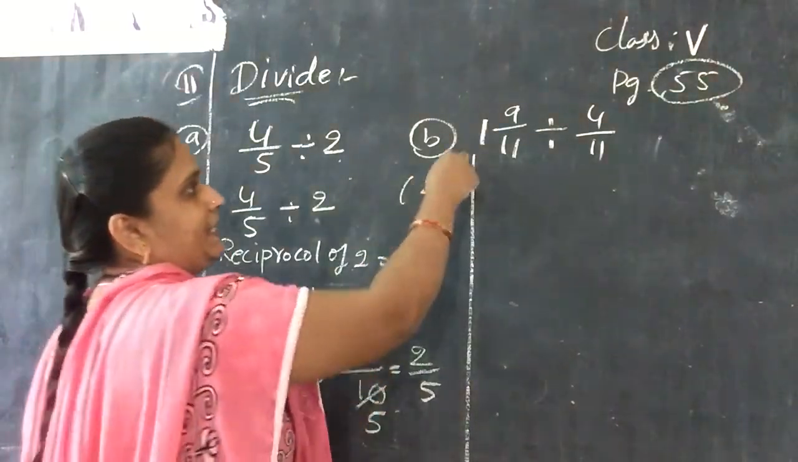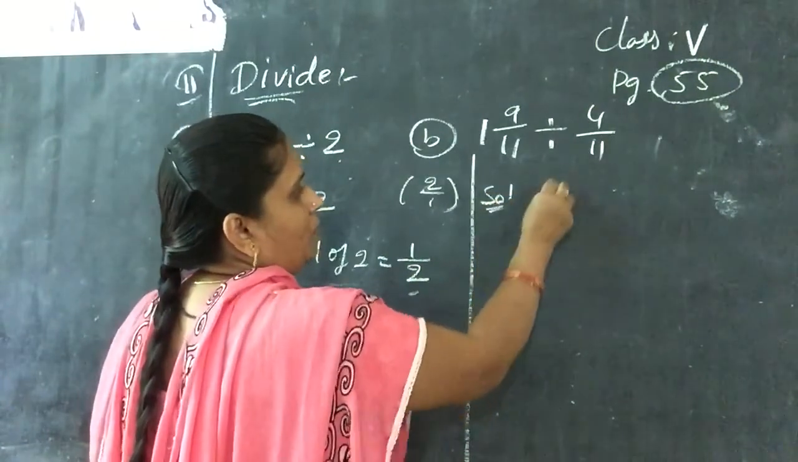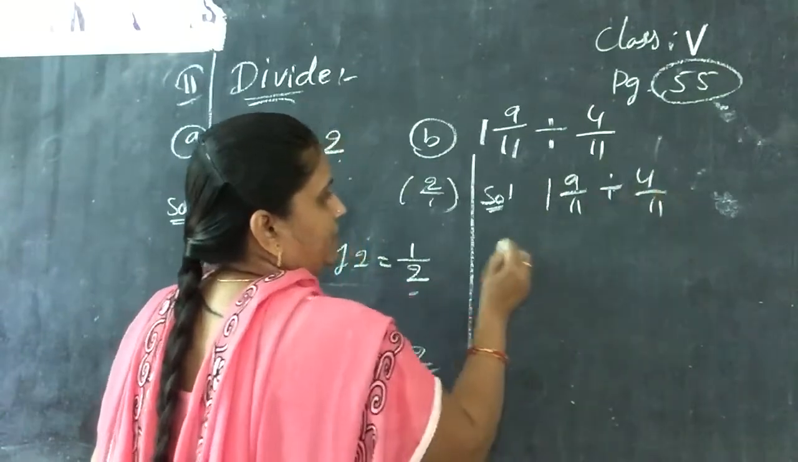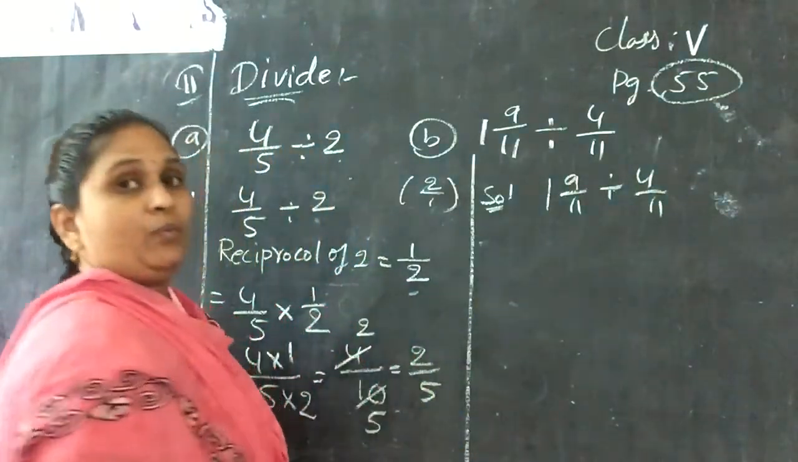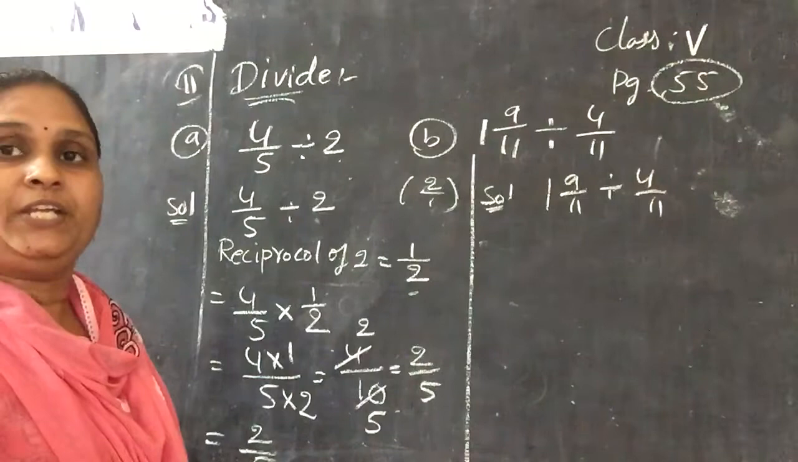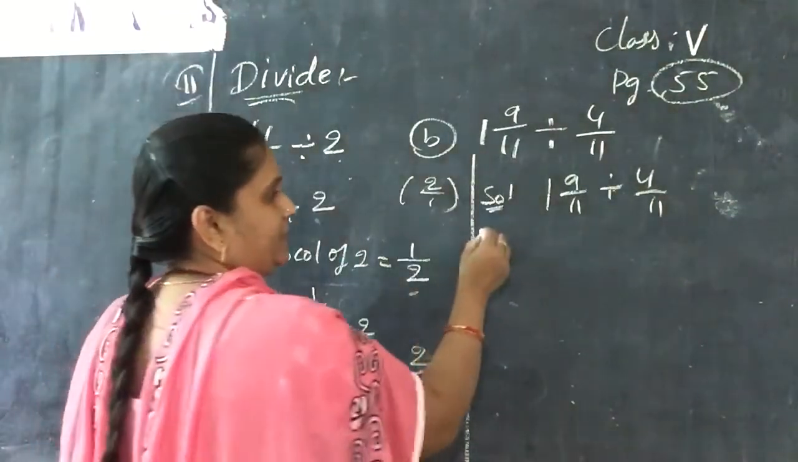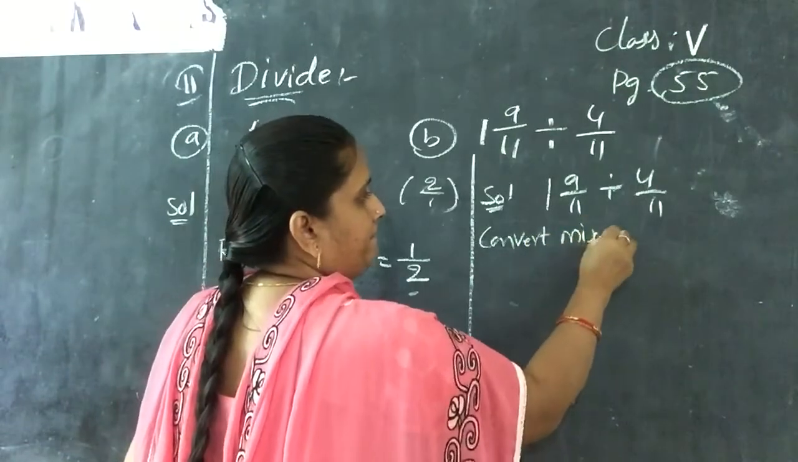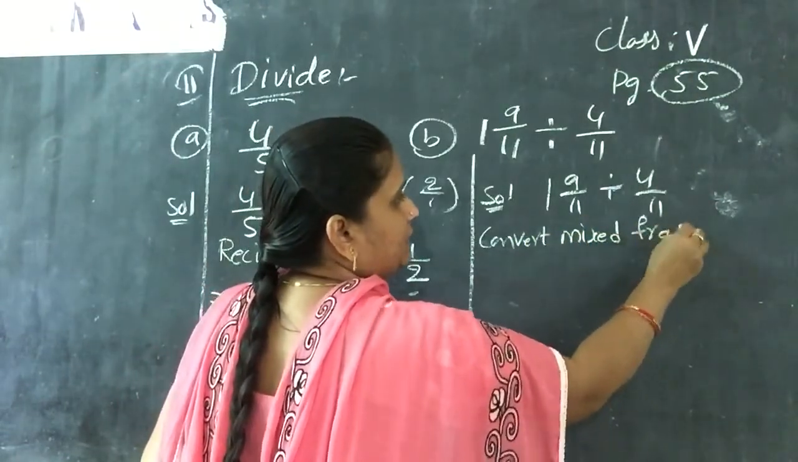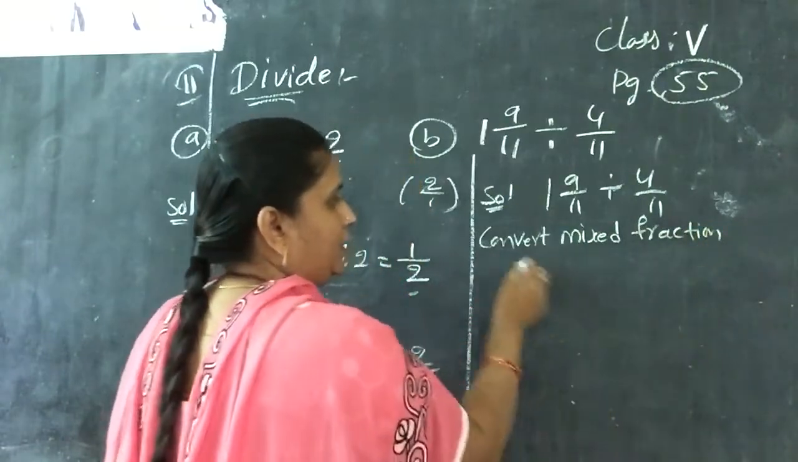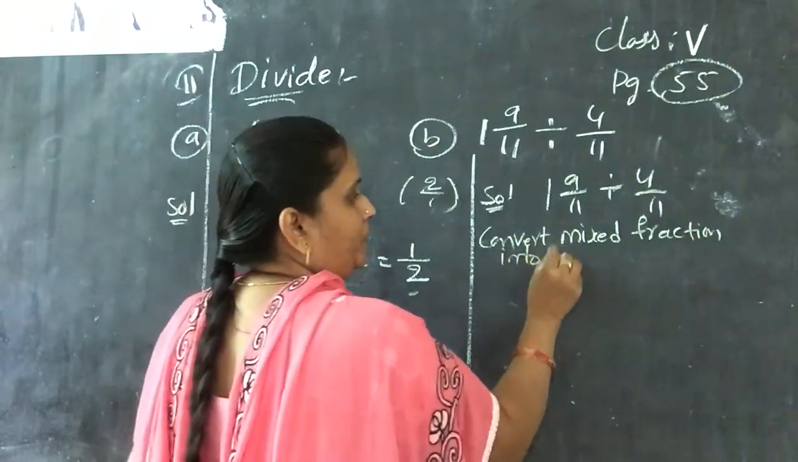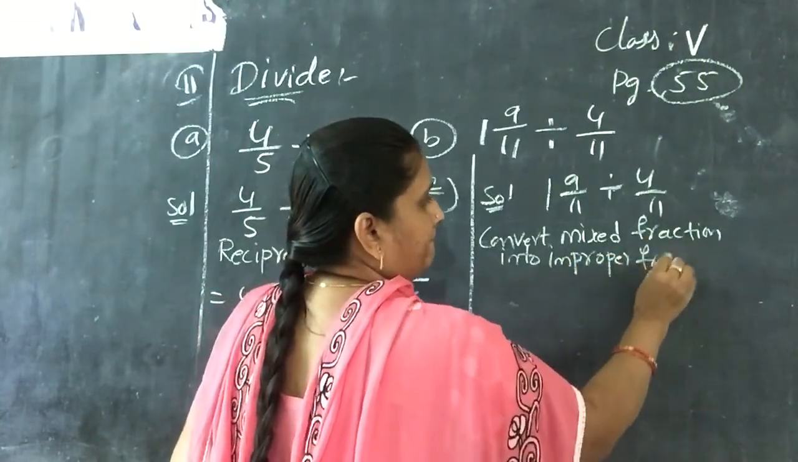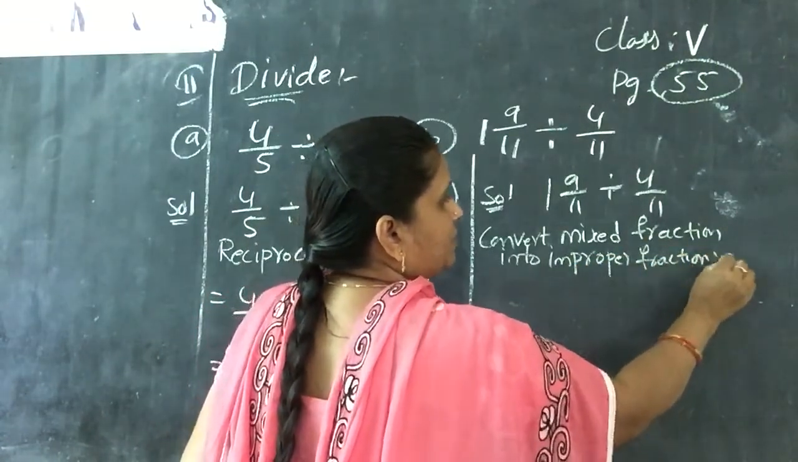Now coming to the second one, 1 9 by 11 divided by 4 by 11. First, what do you have to do? Convert the mixed fraction into an improper fraction.